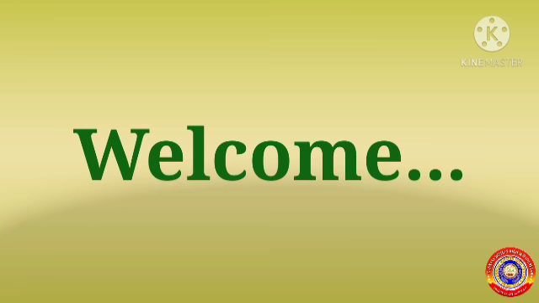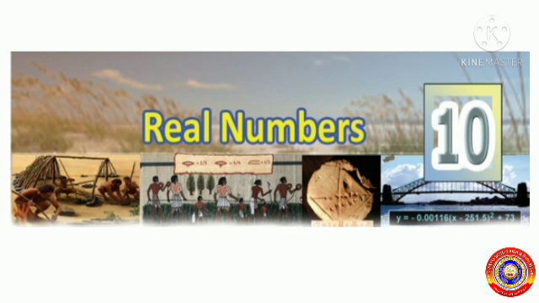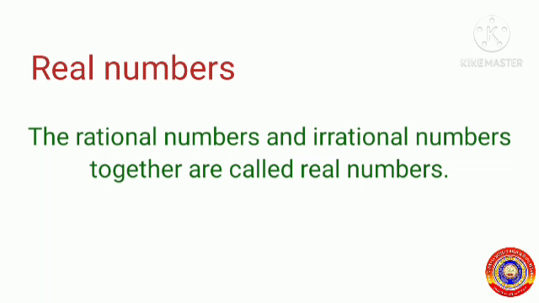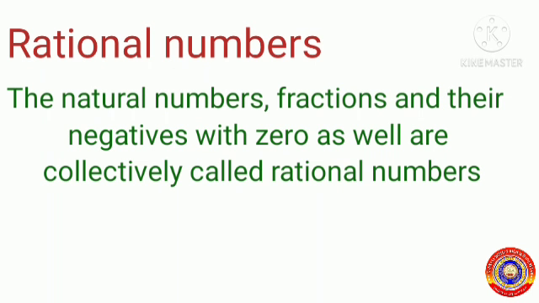Today we are going to discuss the 10th chapter, real numbers. Do you know what a real number is? The rational numbers and irrational numbers together are called real numbers. Here we have to know what a rational number is. The natural numbers, fractions and their negatives, with zero as well, are collectively called rational numbers.